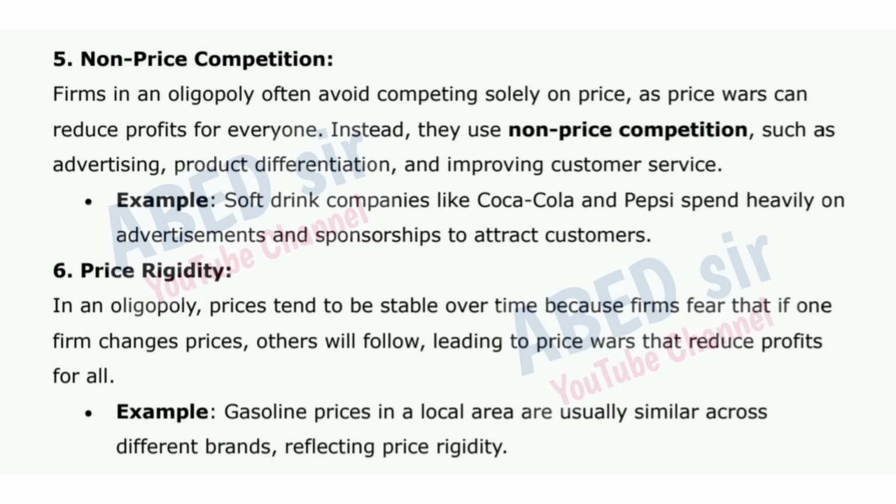6. Price rigidity. In an oligopoly, prices tend to be stable over time because firms fear that if one firm changes prices, others will follow, leading to price wars that reduce profits for all. Example, gasoline prices in a local area are usually similar across different brands, reflecting price rigidity.